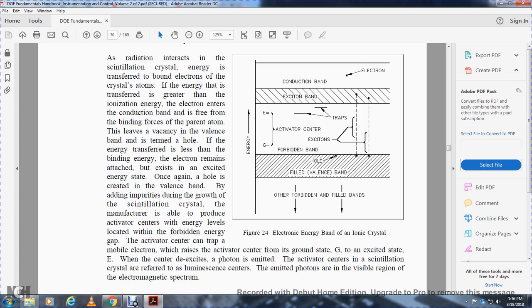The energy diagram shows the activator center levels E and G in the forbidden band, the excitons and the excitation band, the conduction band, holes and the filled valence band, other forbidden and filled bands, and electrons.